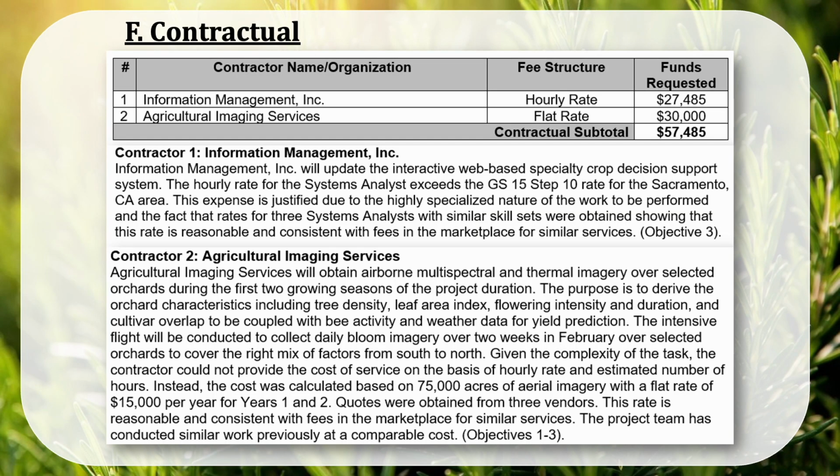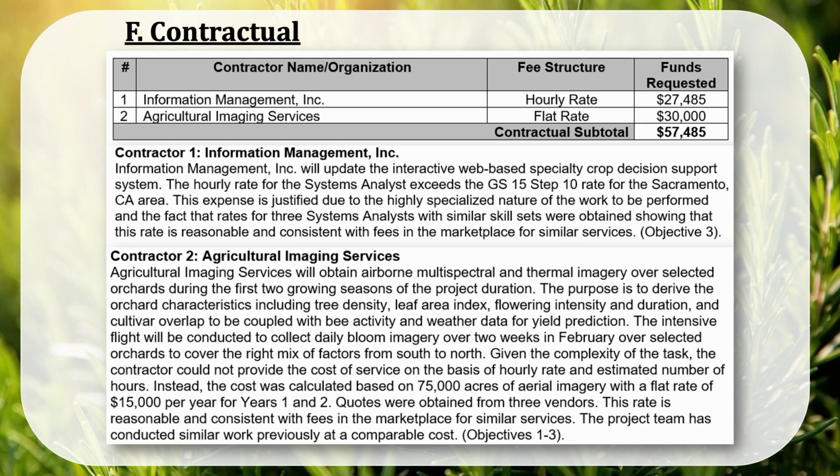This is an example of a project with two contractors. The table lists the contractor organizations, specifies the fee structure that will be used for each, and indicates the total amount of funds requested. Below the table is a justification for each contractor. The justification for Contractor 1 explains why a salary in excess of the GS 15 Step 10 is appropriate. The justification for Contractor 2 details why a flat rate structure is used.